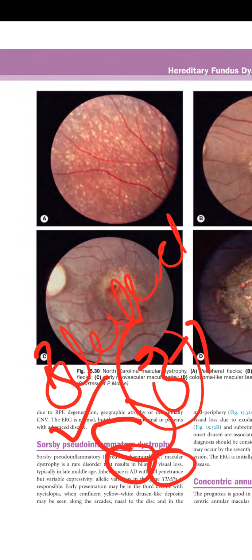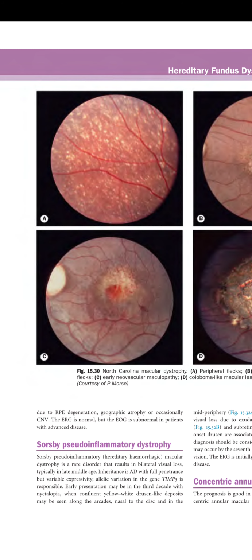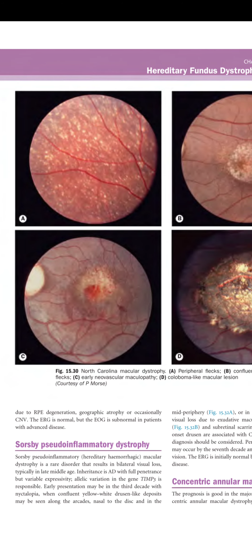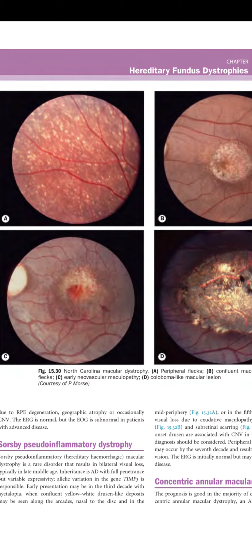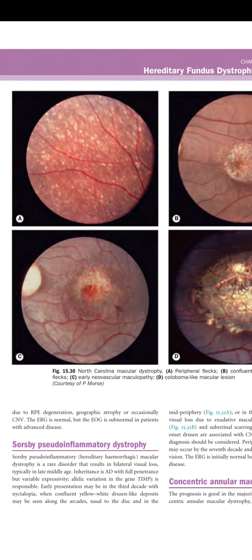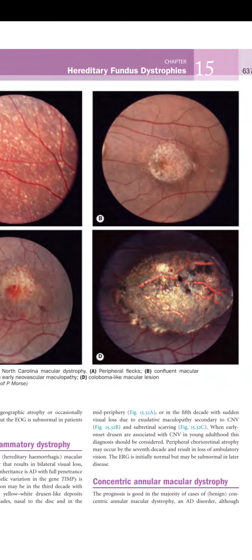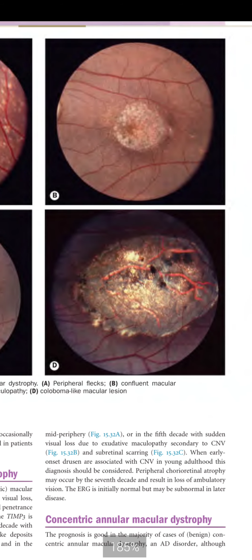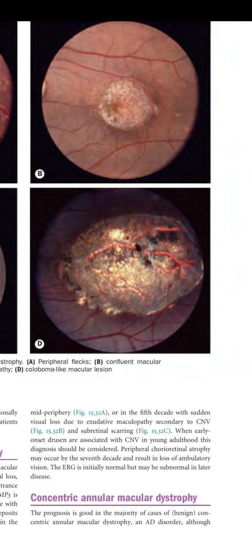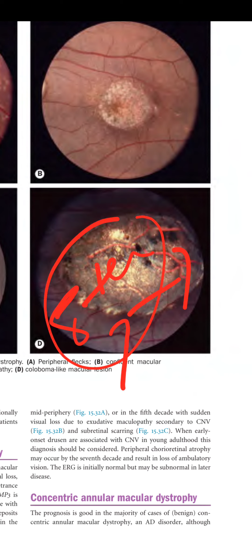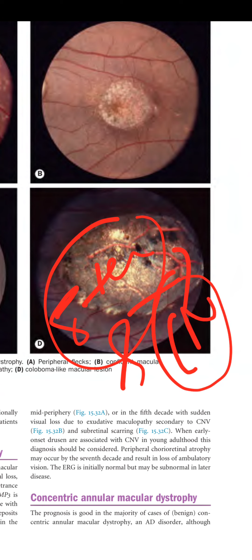night blindness. When confluent, yellow-white drusen-like deposits may be seen along the arcade nasal to the disc and in the mid-periphery. So drusen can be present along the arcades nasal to the disc and mid-periphery, or in the fifth decade with sudden visual loss due to exudative maculopathy secondary to CNV and subretinal scarring. So when it presents in the fifth decade, it will be sudden visual loss due to CNV formation and subretinal scarring. When early onset drusen are associated with CNV in young adulthood, this diagnosis should be considered.